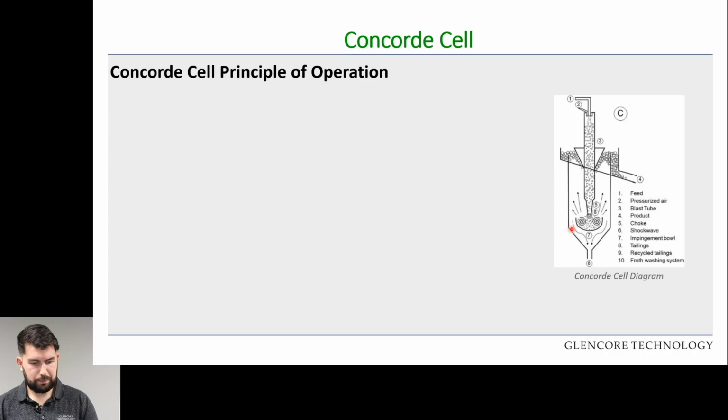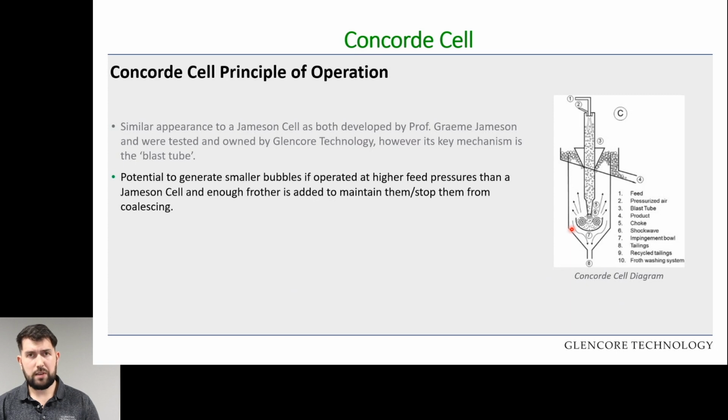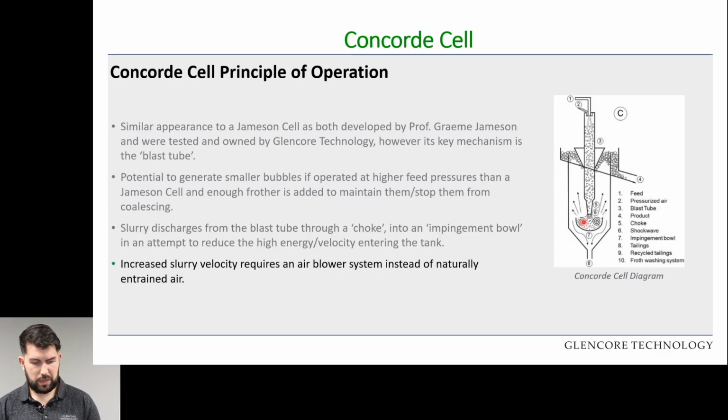Next up is the Concorde cell. The Concorde cell has a similar appearance to the Jameson cell, as both were developed by Professor Graham Jameson and were tested and owned by Glencore Technology. However, its key mechanism is the blast tube. It has the potential to generate smaller bubbles if operated at higher feed pressures than a Jameson cell, and enough frother is added to maintain them and stop them from coalescing. Slurry discharges from the blast tube through a choke into an impingement bowl in an attempt to reduce the high energy or velocity entering the tank. An increased slurry velocity means that it requires an air blower system instead of naturally entrained air.